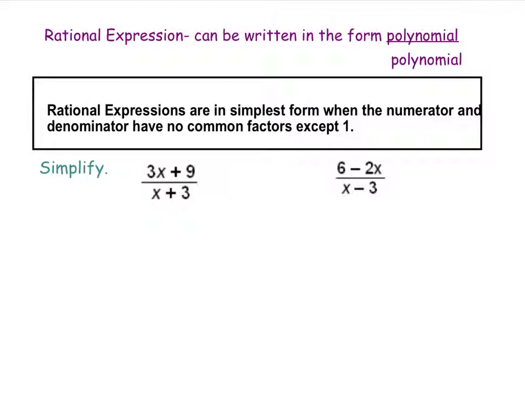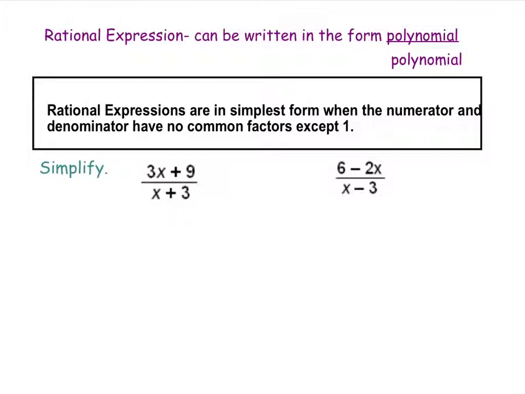Well, a rational expression can be written in the form of a polynomial on top of a polynomial. So a rational expression is basically a polynomial on top of a polynomial. Rational expressions are in simplest form when the numerator and denominator have no common factors except one. So basically, like a reduced fraction, same kind of thing. So what we're going to do is try and simplify this.